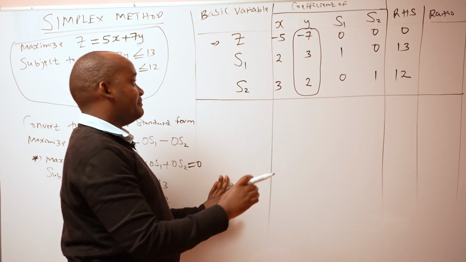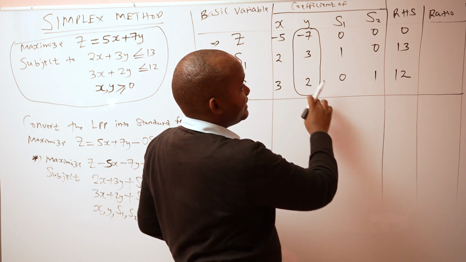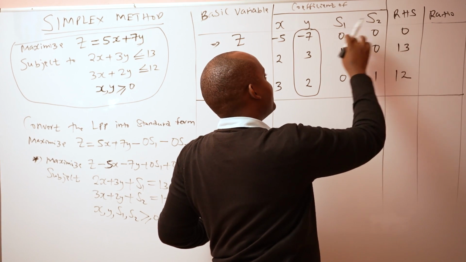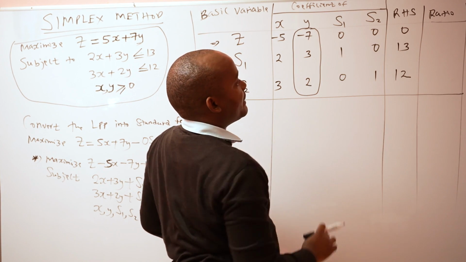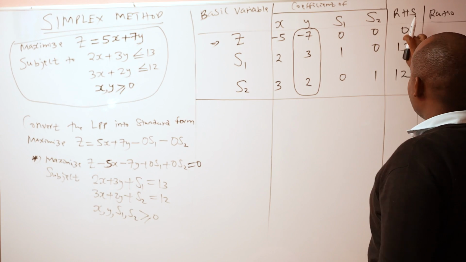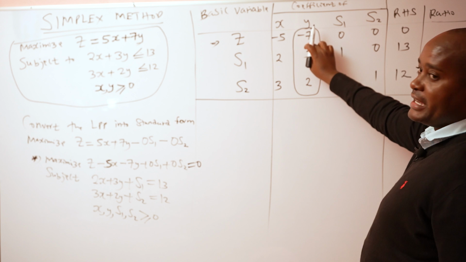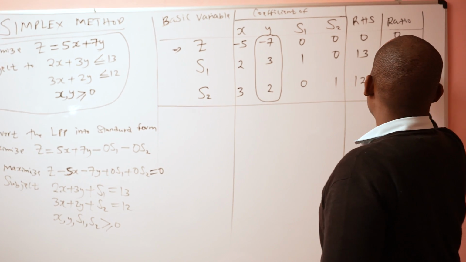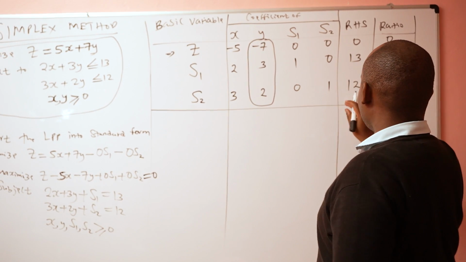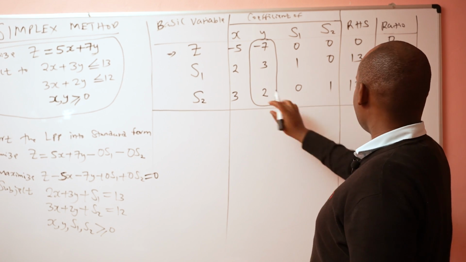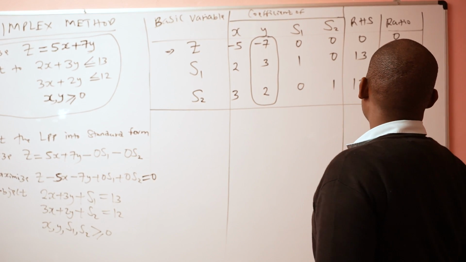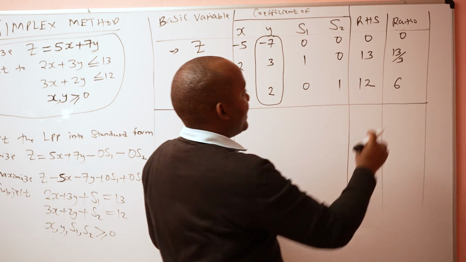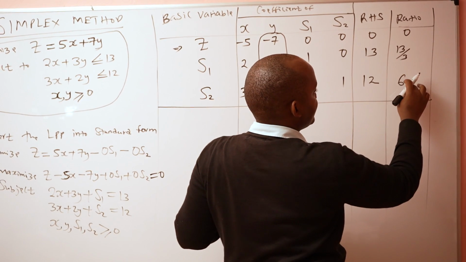So after identifying the pivotal column, the next step is to find the ratios. That is, you take what is on the right hand side divided by what is in the pivotal column. For example, in row 1, the right hand side is 0, so 0 divided by -7 is going to give us 0. 13 divided by 3, we just leave it as 13/3. Next it is 12 divided by 2, which is going to give us 6. And when you look at these, you will notice that we have 0, 13/3 and 6.